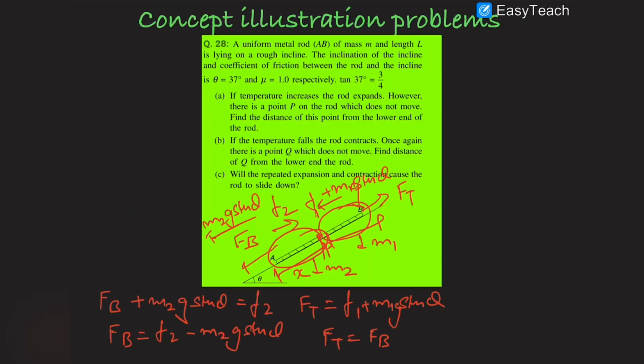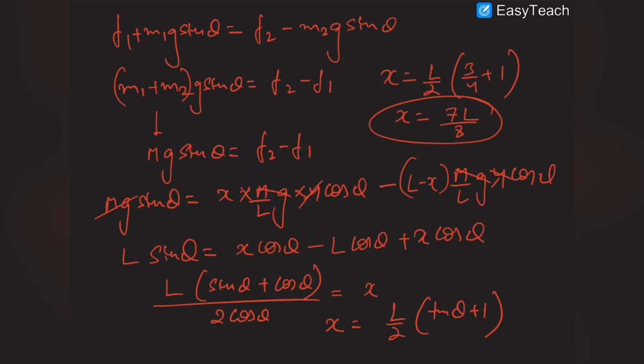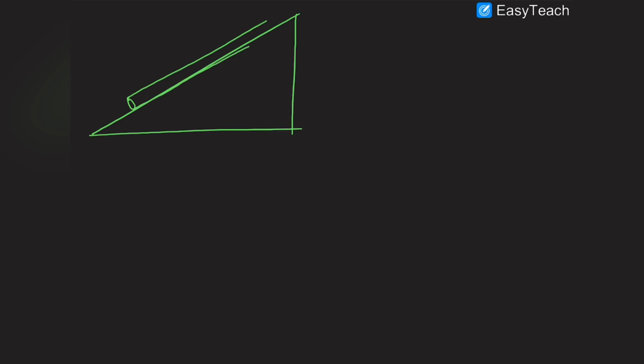Now in the B part of this question, this rod is contracting as temperature is falling. So once again there would be a point Q which would not move, and we have to find the distance of that point Q from the bottom point A. So let us draw the diagram again. This is the rod and there is a point Q, and this rod is contracting, so it would be moving in the upward direction and this would be moving in the downward direction.